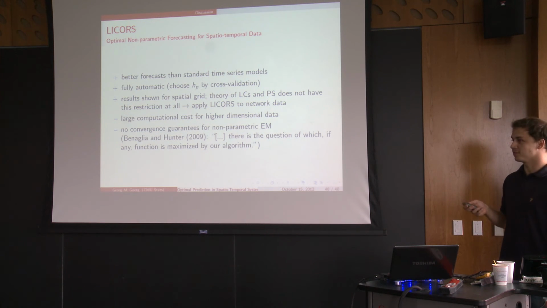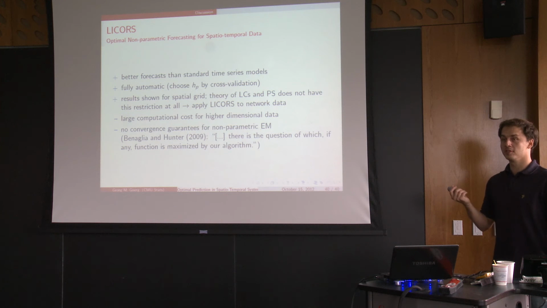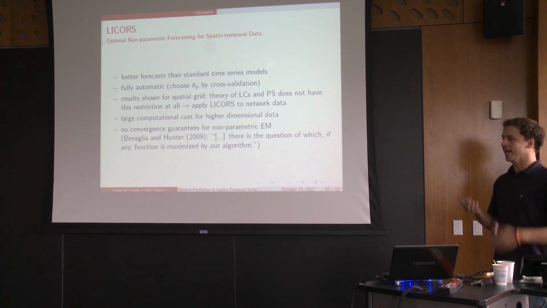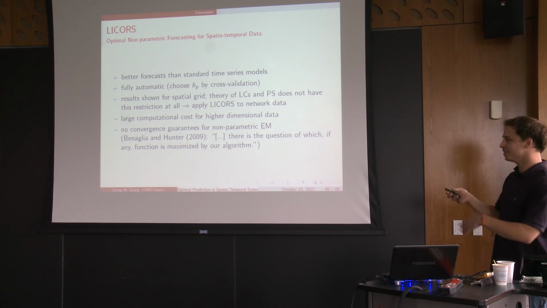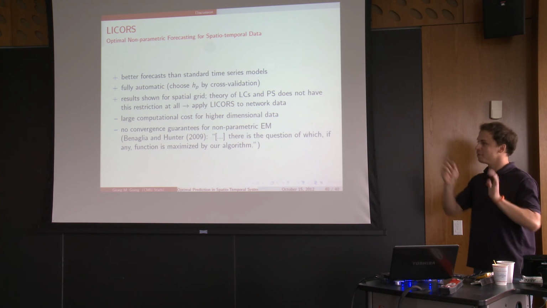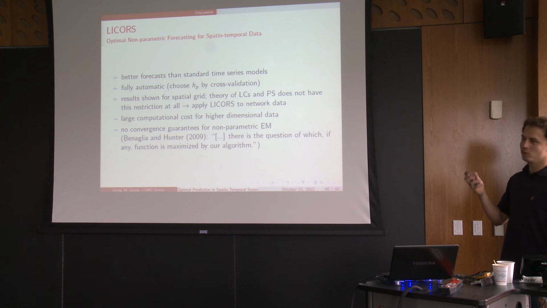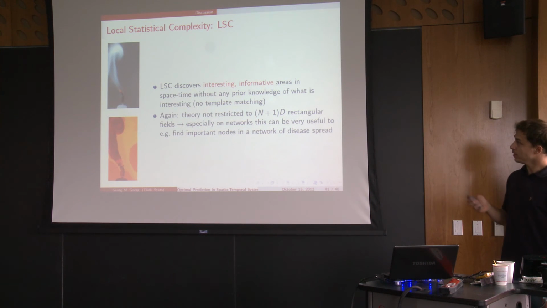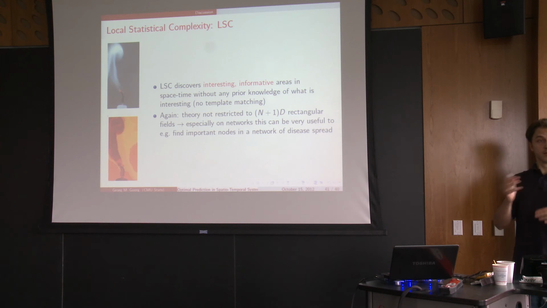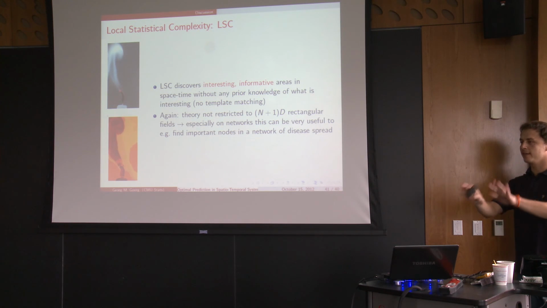And I quote this paper that they say in their conclusion, there's the question of which if any function is maximized by our algorithm. And I showed you the approximate likelihood function, which was kind of maximized, but it's an open question in the non-parametric EM literature of what these algorithms are actually doing. And local statistical complexity is an automated method to discover patterns in spatial temporal data. You don't have to tell it what to look for. It will figure it out by itself.